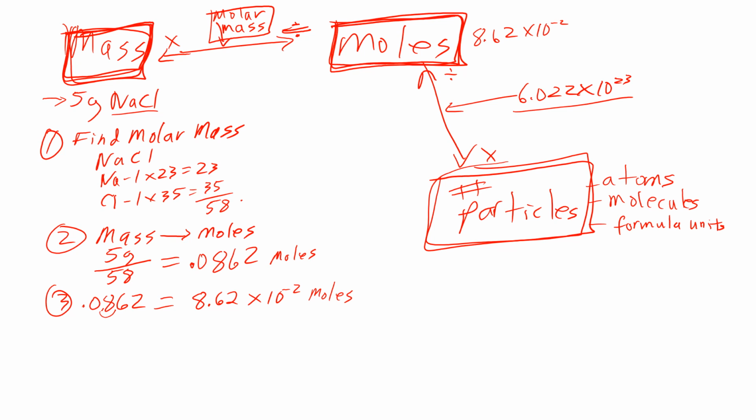We got one more step to go. And we're going to multiply moles times Avogadro's number, okay, which is the 6.022. So we had, for the moles, 8.62 times 10 to the negative second. We'll put parentheses around it since we have these x's in here all over the place. I don't need another times sign here.